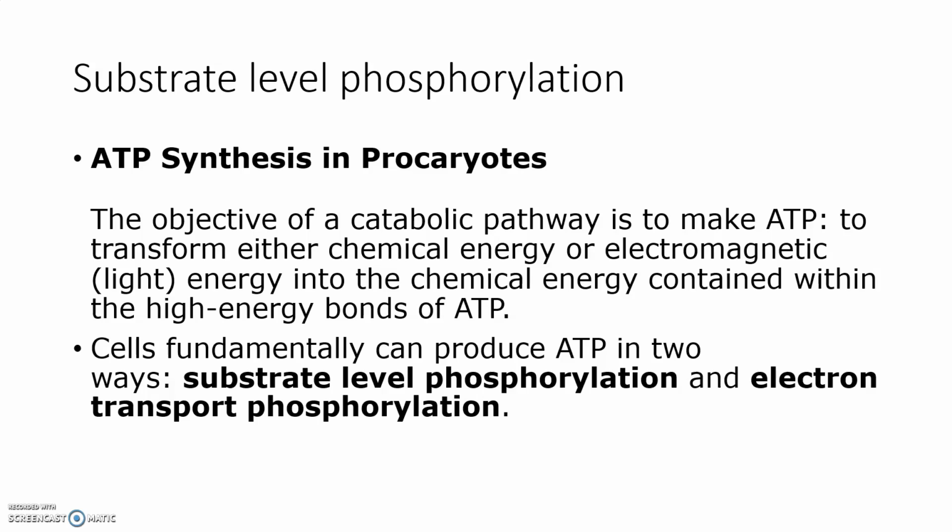So the cells fundamentally produce ATP in two ways, mainly through substrate level phosphorylation, and the other is electron transport phosphorylation. We are familiar with electron transport phosphorylation, which we know as the electron transport chain. We have heard the term substrate level phosphorylation, isn't it? So we can discuss it.